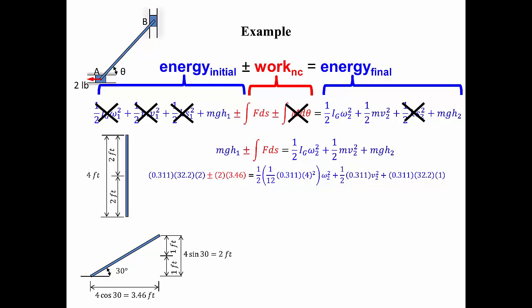Plugging in our known values, our mass is 0.311, gravity is 32.2 feet per second squared, and the height initially is 2 feet, plus or minus the force. We've got an applied force of 2 pounds. That force is being pulled over this full distance of 3.46 feet, so we place that into our equation here. We also notice that that force is adding work to the system, or adding energy to the system. So even though we have a plus or minus sign, we're going to add that work to the system.